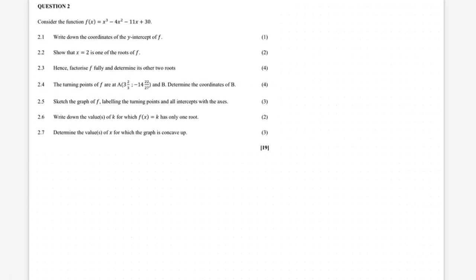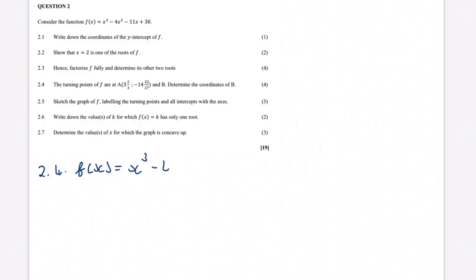Great. Now matriculants, 2.4 says the following to us. The turning points of f are A and B. They give us the coordinates of A, but they don't give us the coordinates of B. You can go ahead and pause the video and give it a try, but what we spoke about regarding turning points or stationary points is that at the stationary point, the first derivative, the gradient, is 0.